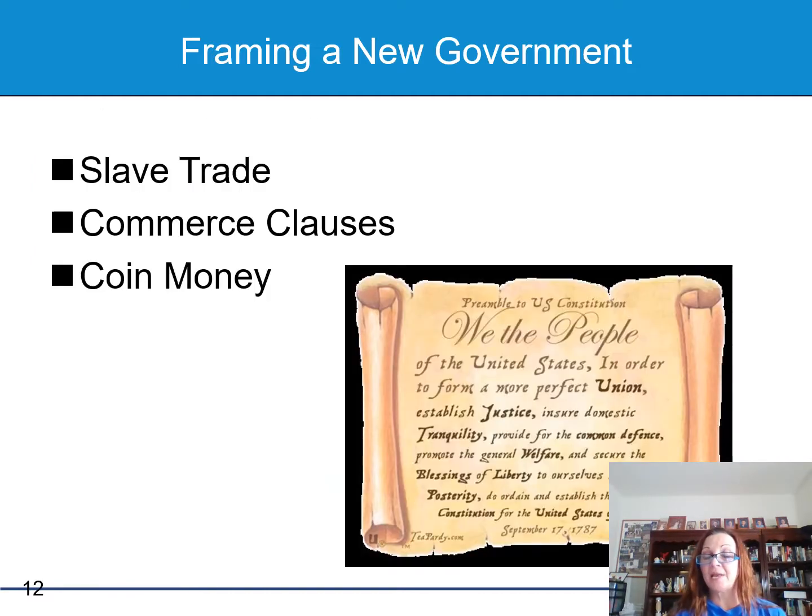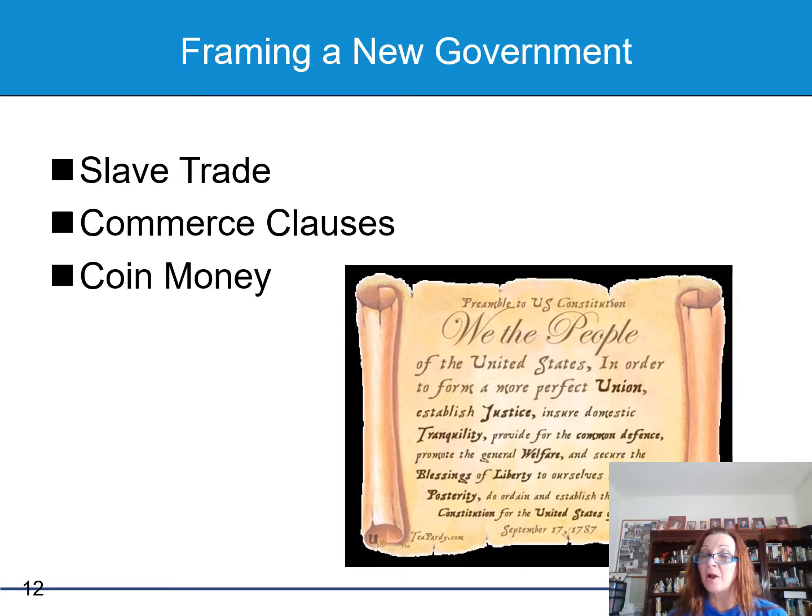Some of the other issues that had to be discussed at the Philadelphia Convention were the slave trade, commerce, and creating money. Some of the northern states wanted to abolish the international slave trade. They saw it as very inhumane, and they felt that it was time to abolish the international slave trade. This is bringing in the slaves from Africa. The southern states objected to abolishing the international slave trade. They said that they needed more slaves. They did not have enough slaves to work the cotton fields especially, and the tobacco fields, and so they wanted to continue the international slave trade.